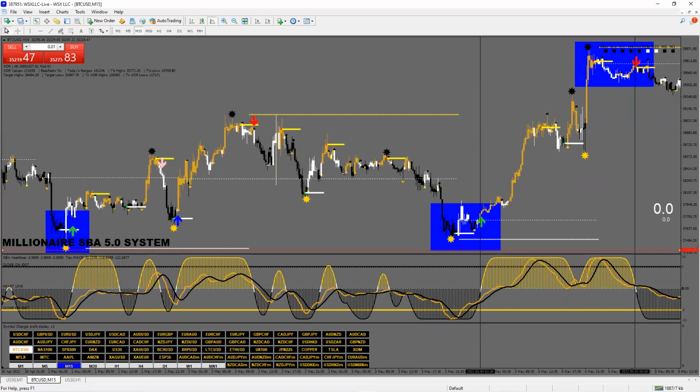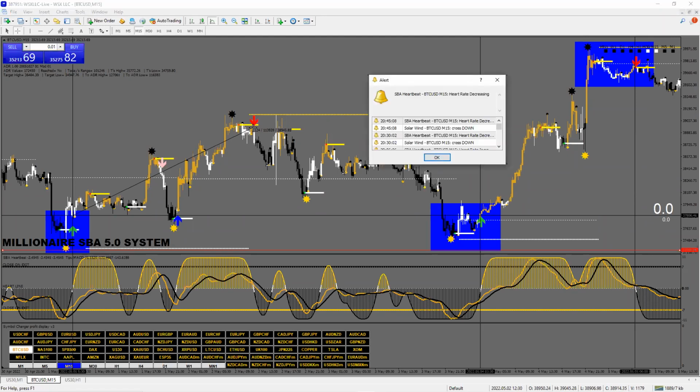So if you do that and you enter that trade right here and you took it all the way over here, okay, that's 1,139 pips.